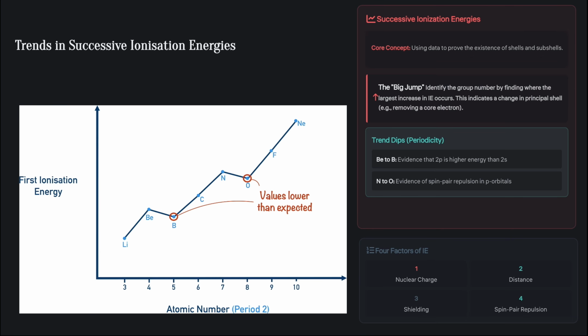And what you also need to know about is the trends in successive ionization energies. So you can see here, every subsequent electron removal requires more and more energy because you're removing a negative charge from an increasingly positive ion. And you can see here that there are some discrepancies, particularly between beryllium and boron and nitrogen and oxygen. The dip from beryllium to boron proves that the 2p subshell is higher in energy than the 2s subshell. And the dip from nitrogen to oxygen proves spin pair repulsion, which means that the paired electrons in oxygen's 2p orbital repel each other, making them easier to remove. So if you're answering a question on this, you should anchor your answer in nuclear charge, distance, shielding, and spin pair repulsion.